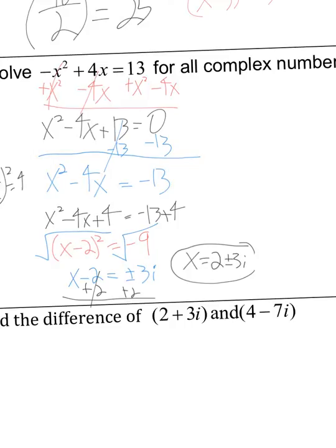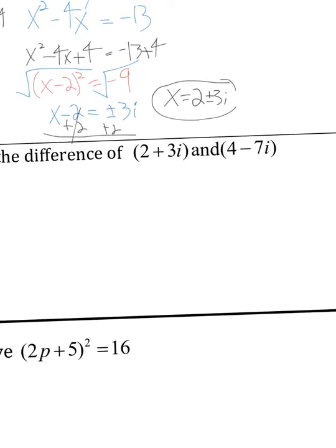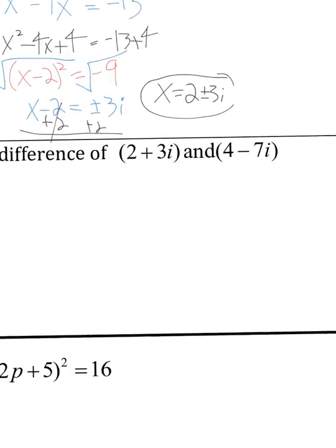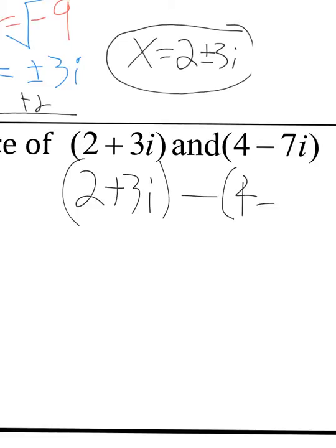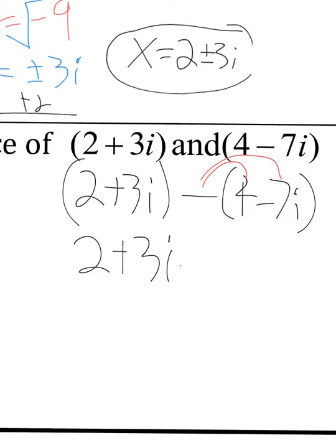Find the difference of 2 plus 3i and 4 minus 7i. So all I'm going to do is just rewrite this: 2 plus 3i minus 4 minus 7i. There was a question like this on a test earlier in the 6 weeks, and it was worded like this, and a lot of people missed it because they did not distribute the negative. They thought, oh, what's 2 minus 4? So look, once you distribute the negative, you don't need the parentheses anymore. So minus 4, and then it becomes plus 7i.